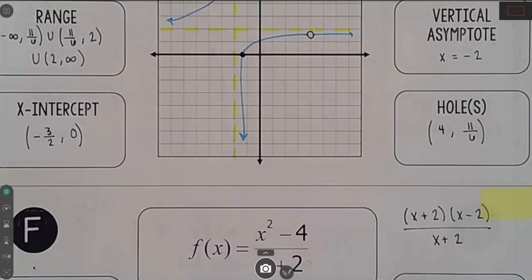Hi everyone, this video covers the rest of the 4A notes and the 4B notes. Let's get started.